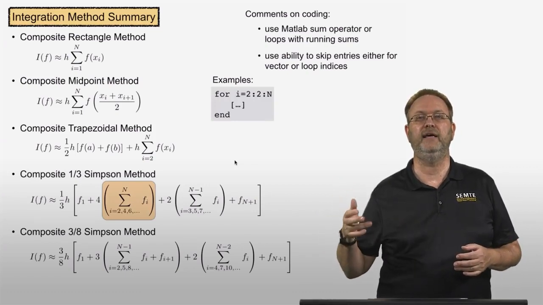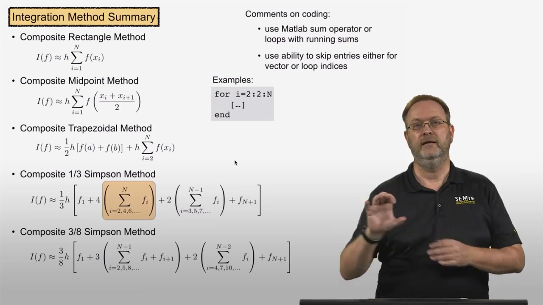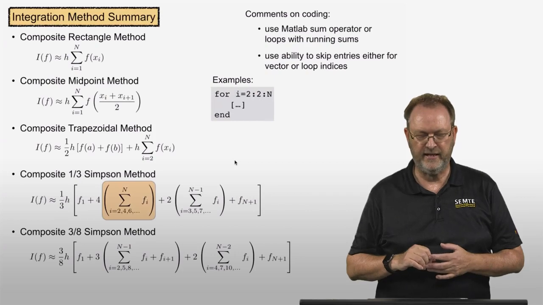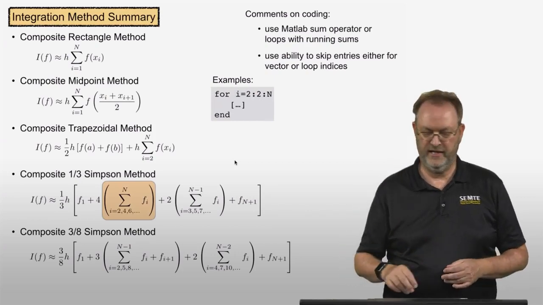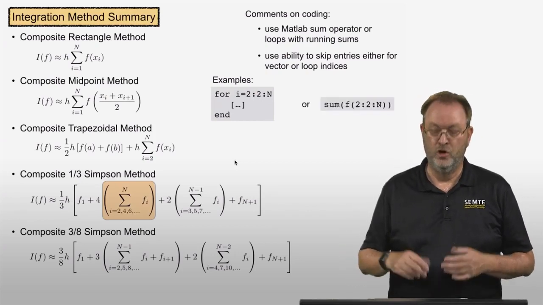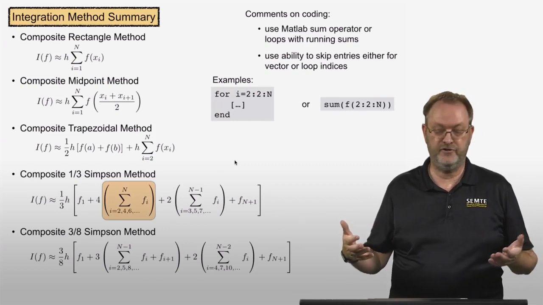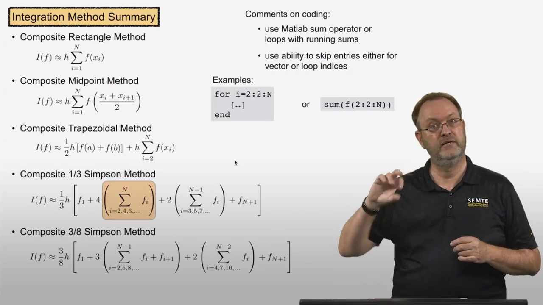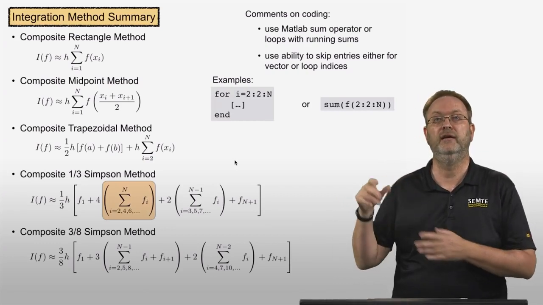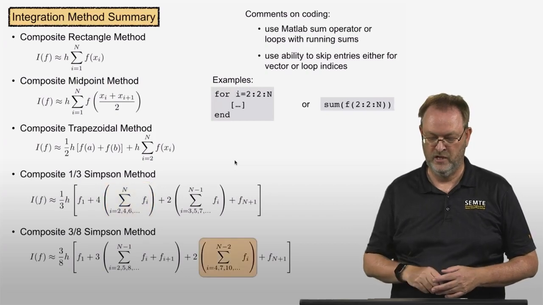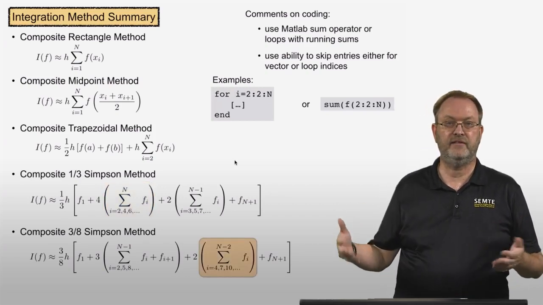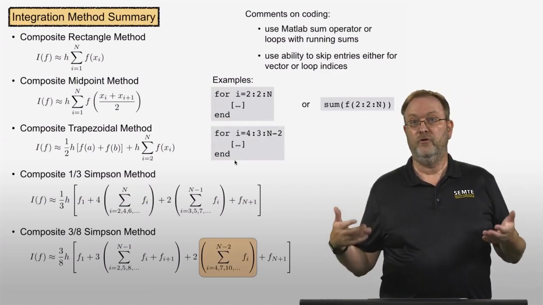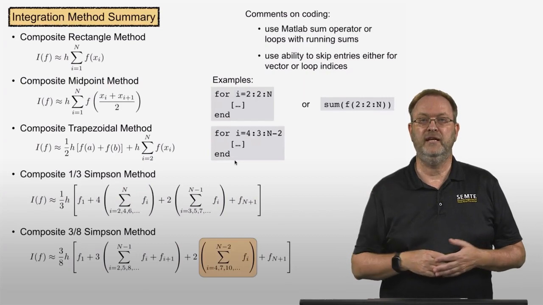We start for i equal to 2, colon, then comes the step size, in this case 2, colon, the end index, and the end index is always at the top of the summation symbol. Or if we want to use the sum function, we just do the sum of f parentheses, start at 2, colon, step size 2 in this example, colon, end index n. One more example, the sum that goes every 3. That would be as a loop for i equal 4, colon, 3, colon, n minus 2.